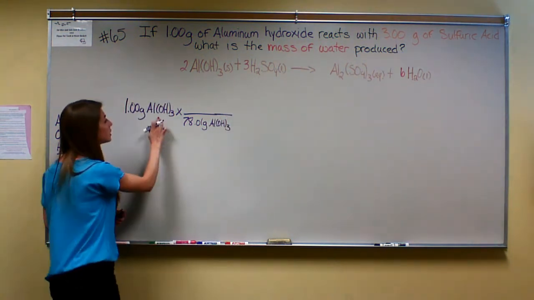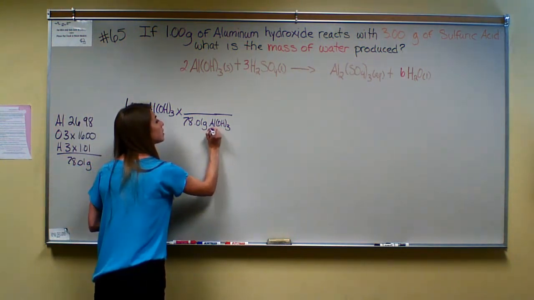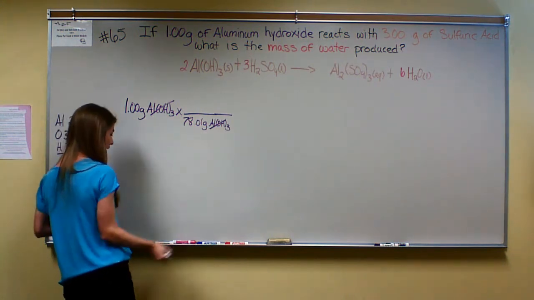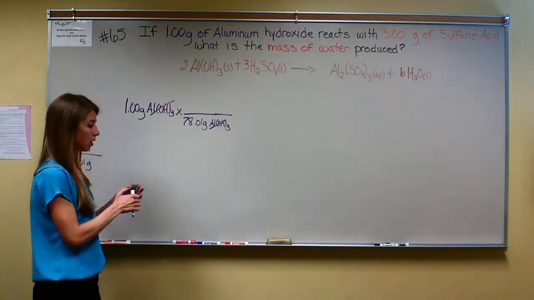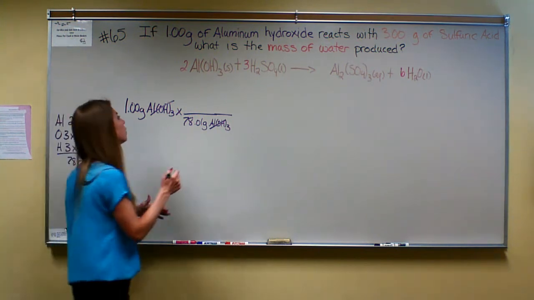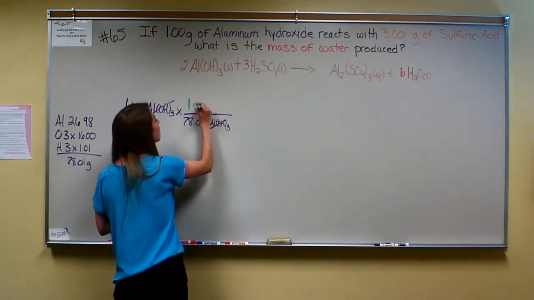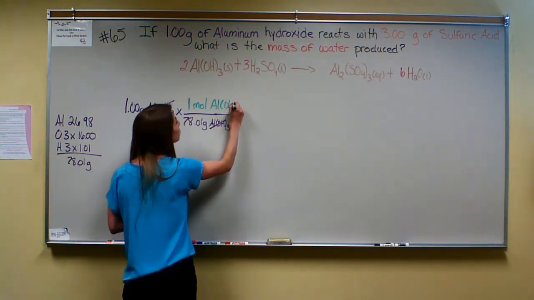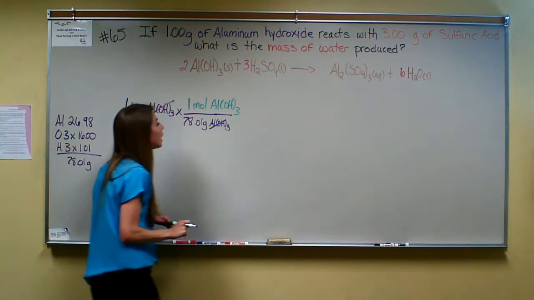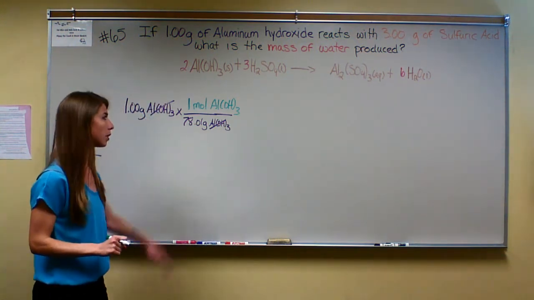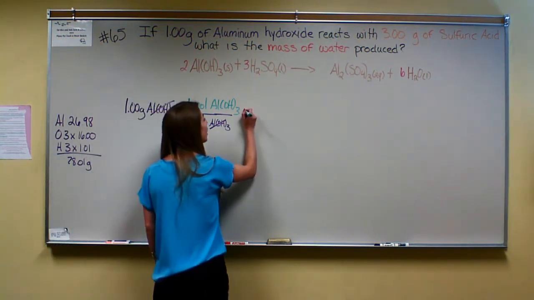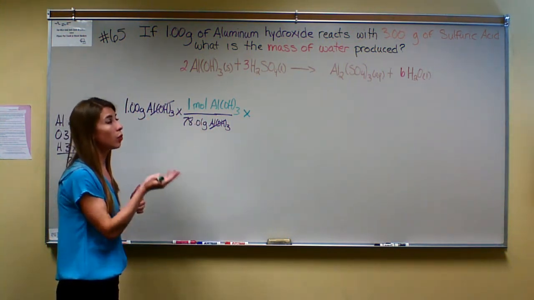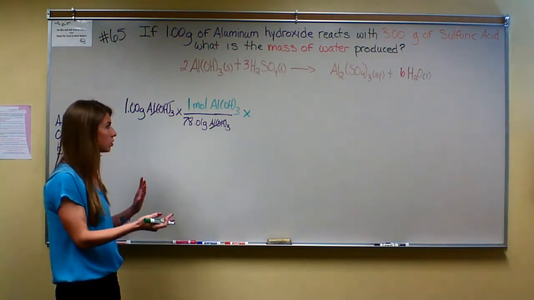Now I knew to put 78.01 grams as the denominator because we want them to cancel out. And for the numerator, I just said that we computed the molar mass, so the unit factor is 1 mole of Al(OH)3 is 78.01 grams of aluminum hydroxide. So now we want to convert into moles of the water so we can calculate the grams eventually.